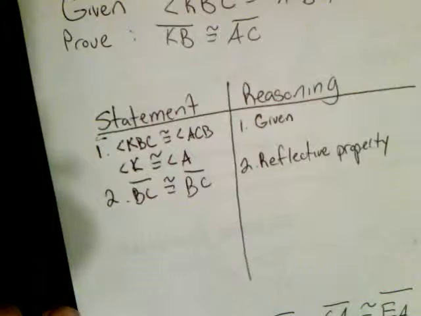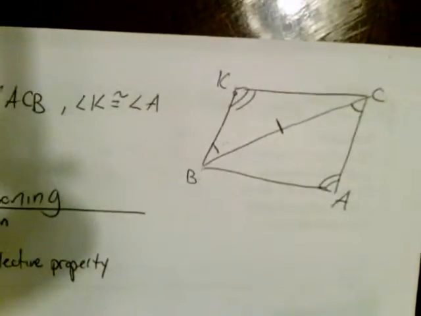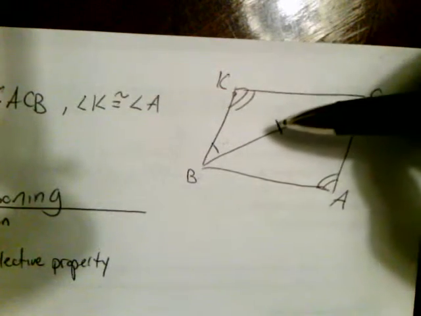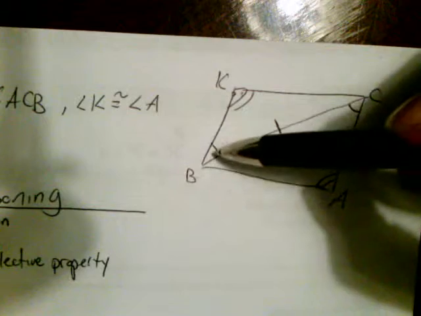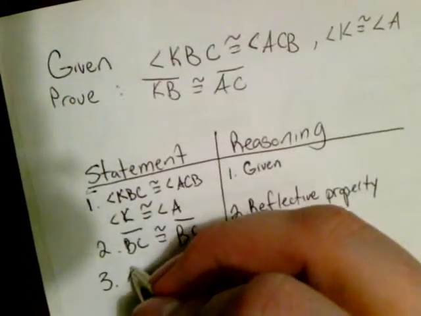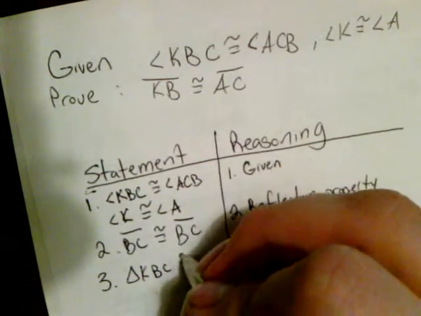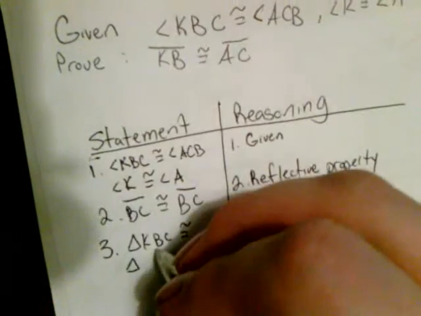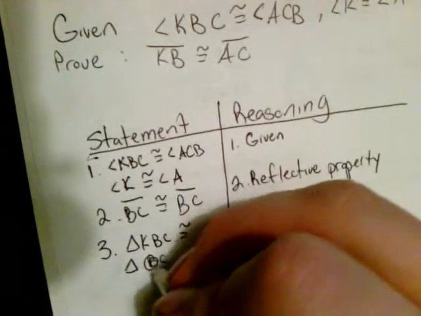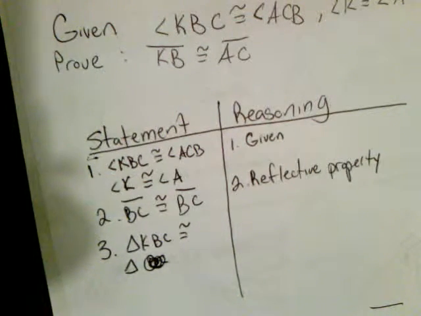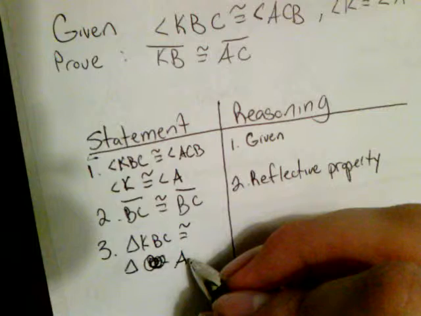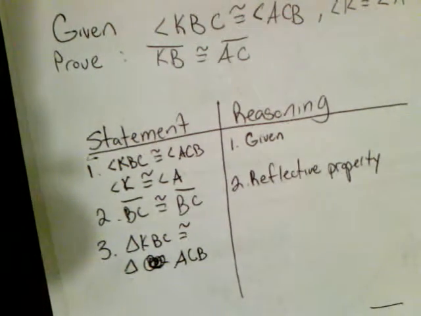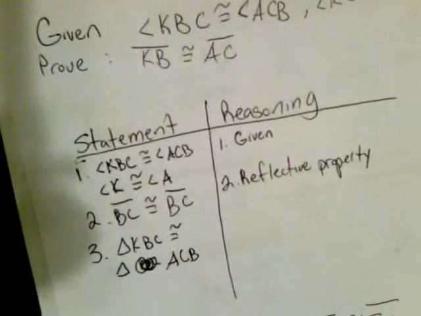Now let's go back to see if we have enough to actually prove the triangles are congruent. Well, we have one side and 2 angles. The side is not in between the 2 angles, so yes, we do have enough. We know it's congruent by angle, angle, side. So we can say that triangle KBC is congruent to triangle ACB. Actually, hold up. Let me put these in the right order. KBC is congruent to ACB. That's what I want.